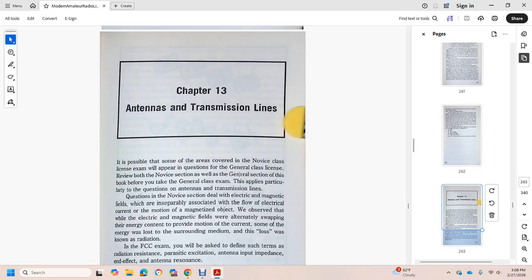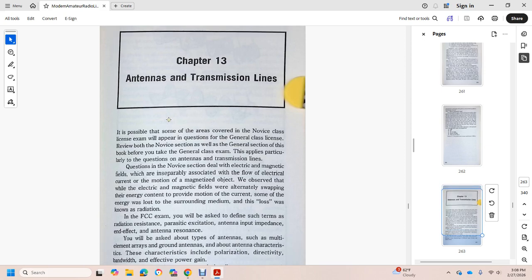The electromagnetic field is inseparable from the flow of electrical current in a magnetized object. Observe the electromagnetic field alternately swapping energy with the current, with some of the energy lost to the surrounding medium. This loss is known as radiation, in the Federal Communications Commission terms.